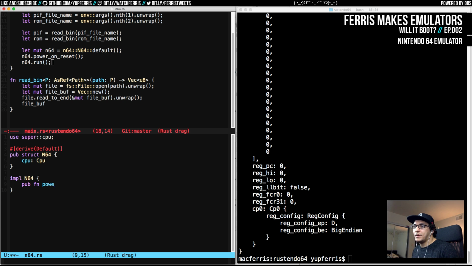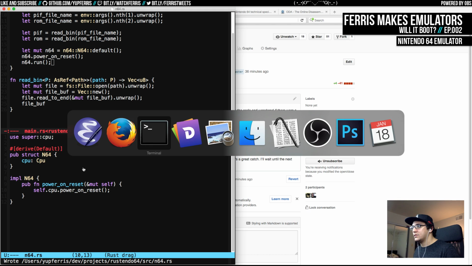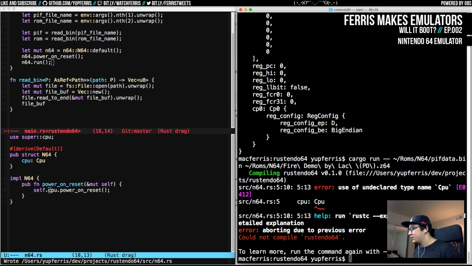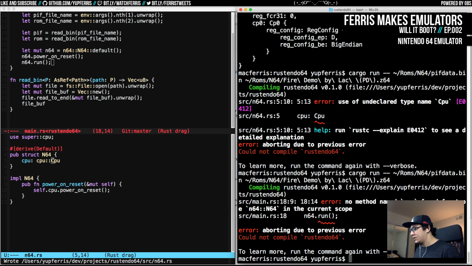Pub fn power_on_reset. And we'll call CPU.power_on_reset. And of course I forgot my mutable self reference and self dot. And whoops, there. Use of undeclared name CPU, yep, because that was going to be CPU. No method run found, that is correct. Pub fn run.